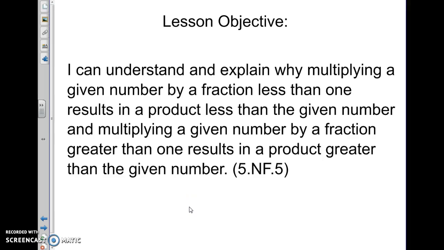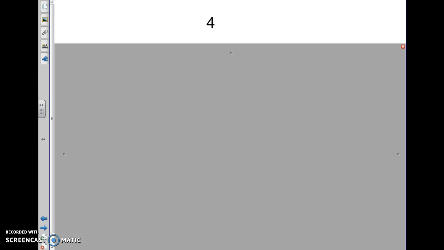Our lesson objective today: I can understand and explain why multiplying a given number by a fraction less than 1 results in a product less than the given number, and multiplying a given number by a fraction greater than 1 results in a product greater than the given number. It's 5th grade standard, Numbers and Fractions 5. So while this lesson objective seems complicated, we're going to break it down and make it simple and understandable.